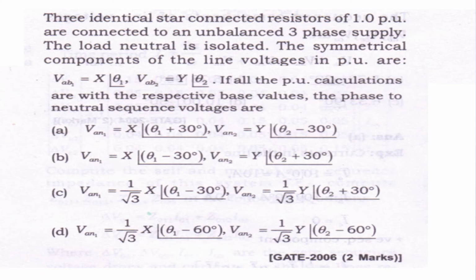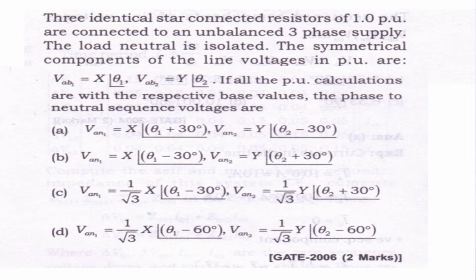Now next question, read first one. The three-phase star connected resistor of 1 pu are connected to unbalanced three-phase supply. The load neutral is isolated. The symmetrical component of the line voltage in pu are given like this one. If all in pu, calculate the respective base value.